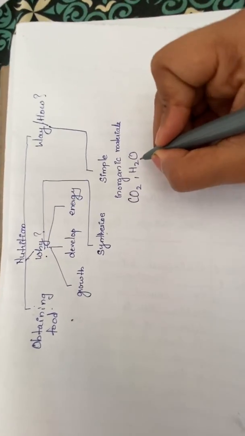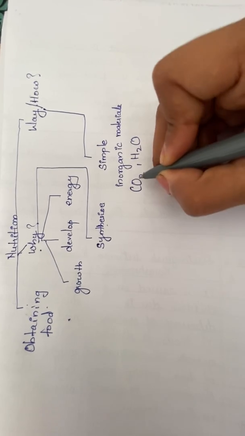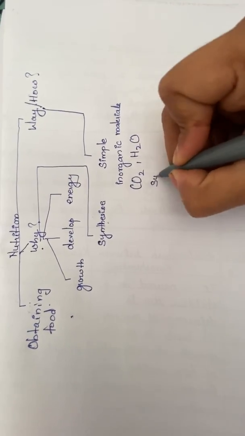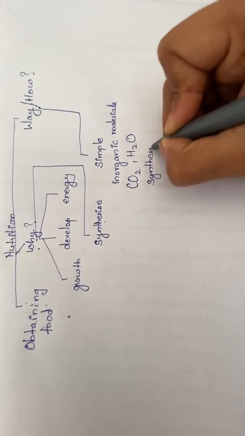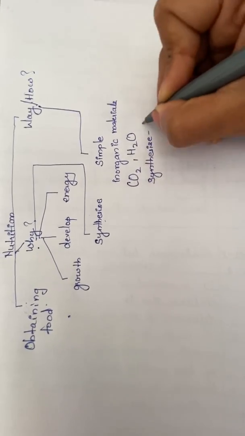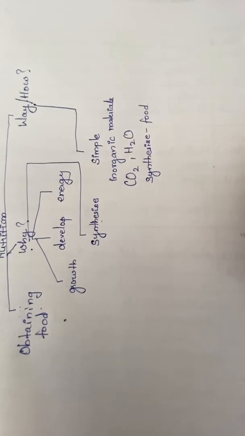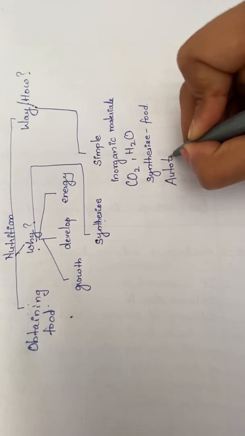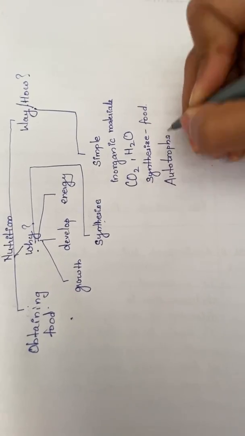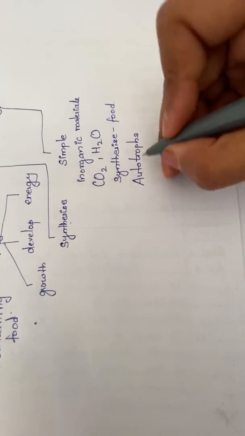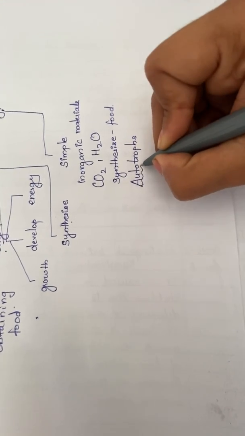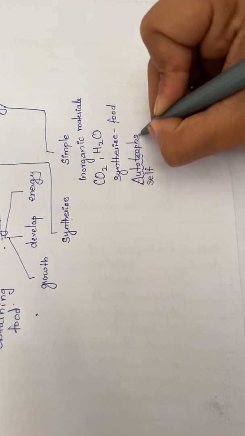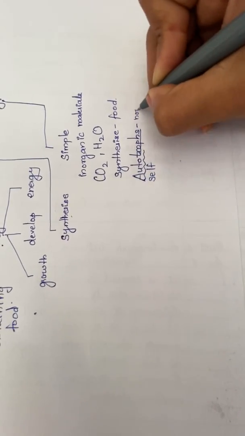And what do these living organisms do? These living organisms take carbon dioxide and water from the environment and synthesize their own food. Such organisms, we put them into a category called autotrophs. Now, why do we call them autotrophs? We call them autotrophs because auto means self and troph or trophic means nourishment.